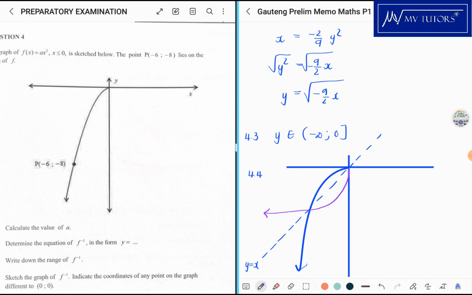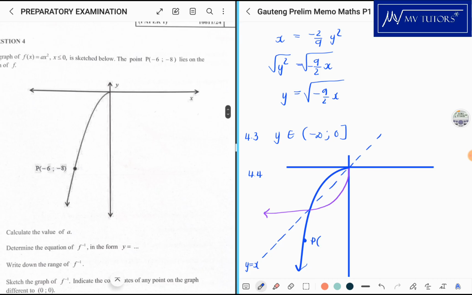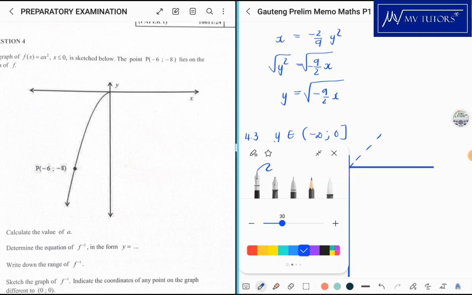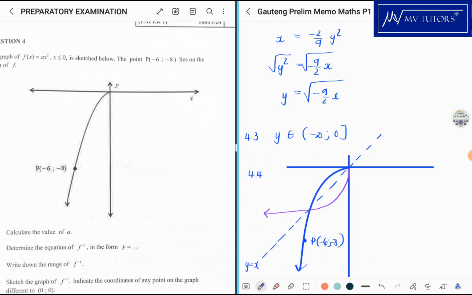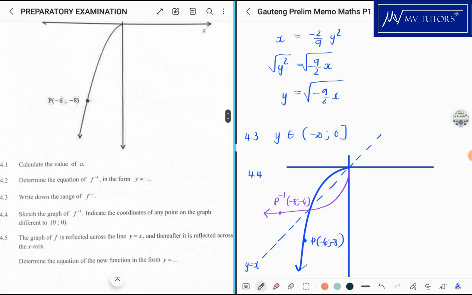Anyway, if our point P was somewhere there, where we have (-6, -8), our point P prime will be (-8, -6). So that's it. They only wanted any other point except the origin.